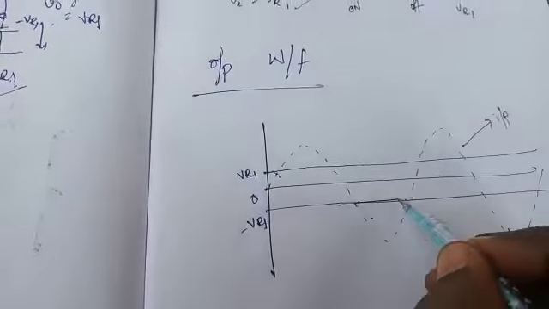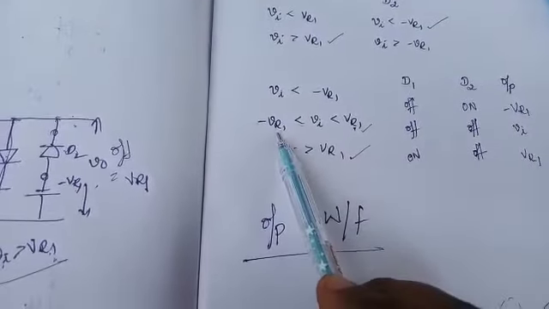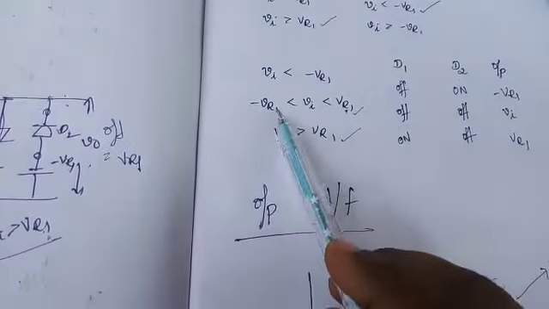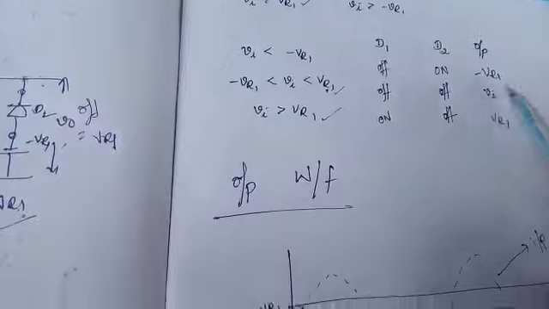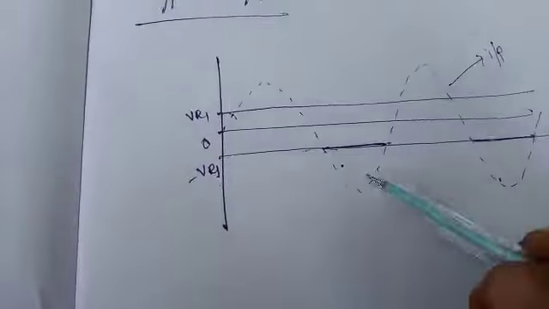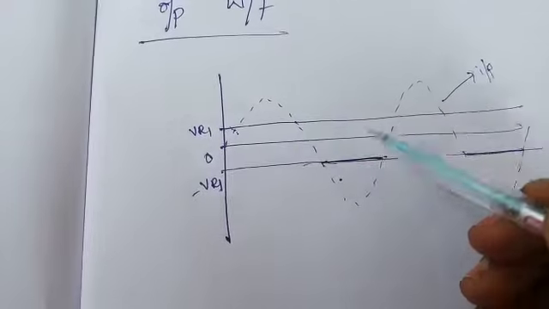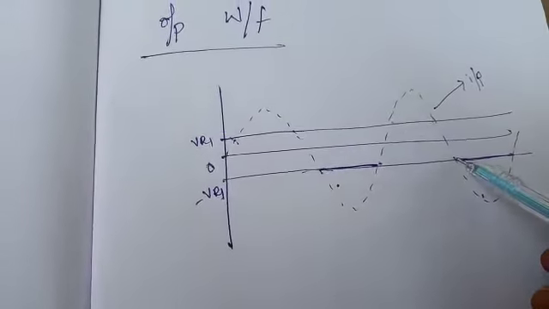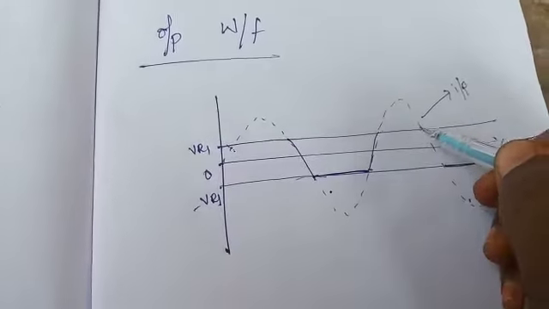And next, the second condition. What is the second condition? Minus VR1 less than Vi less than VR1. That means the input voltage is in between minus VR1 and VR1. In that case, the output voltage is Vi. So in the output waveform, in these regions where the input is between minus VR1 and plus VR1, what is the output? Vi.